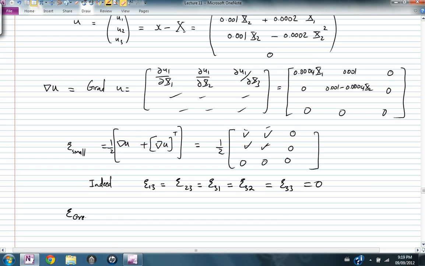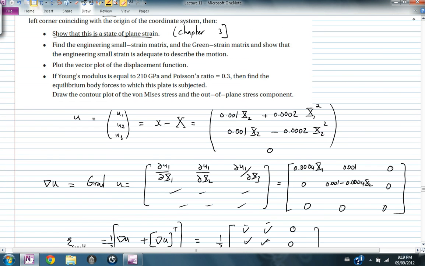And the green strain matrix will be equal to half the gradient, this matrix, plus its transpose, plus this transpose matrix multiplied by this matrix. And so we can calculate the engineering small strain matrix and the green strain matrix and show that the engineering small strain is adequate to describe the motion. You will find that the difference between the small strain and the green strain, the difference between E small and E green, will be very small.